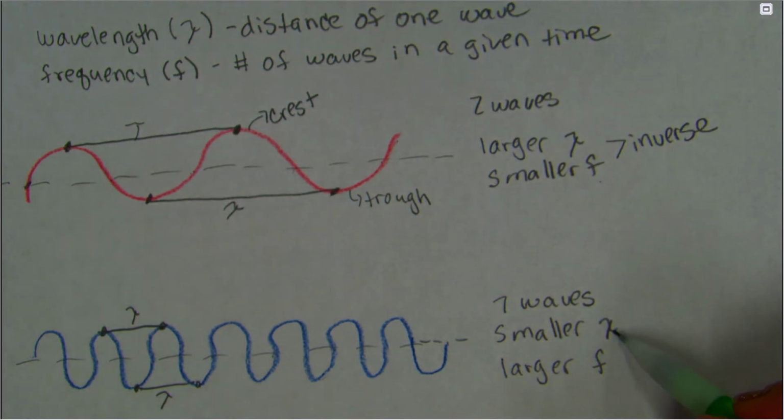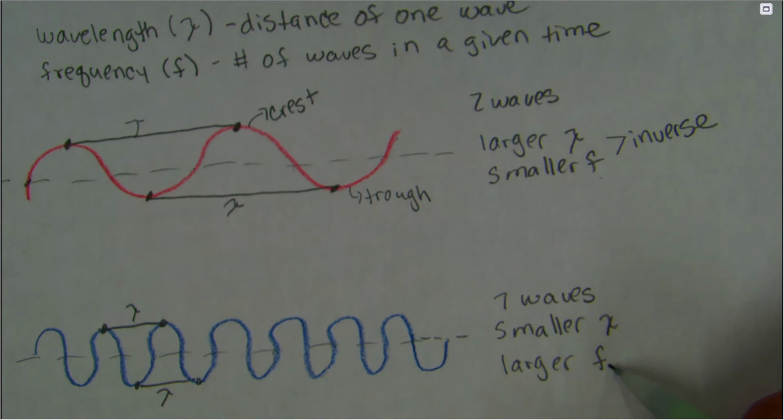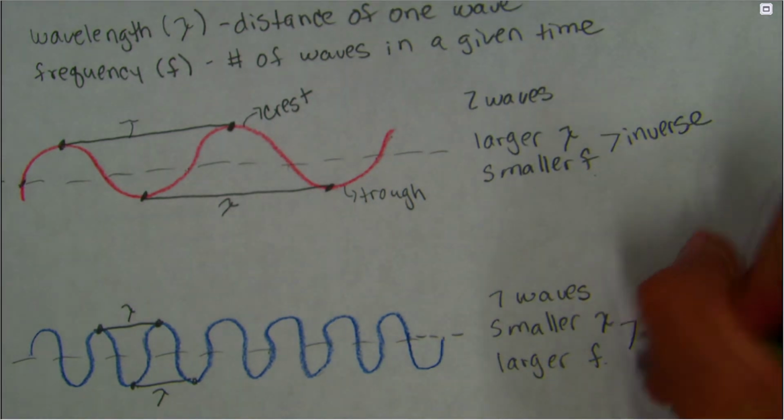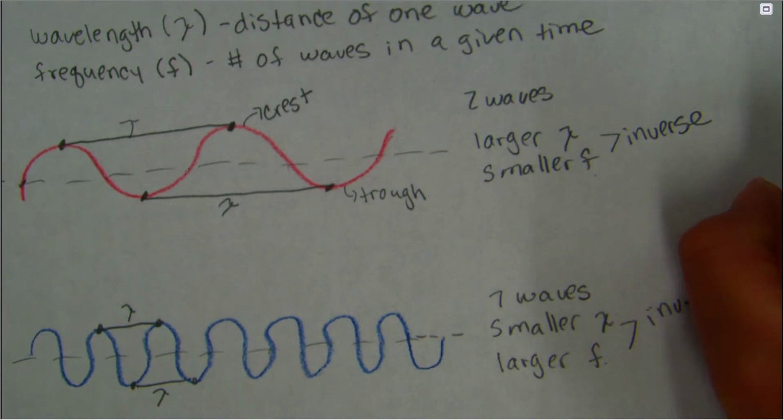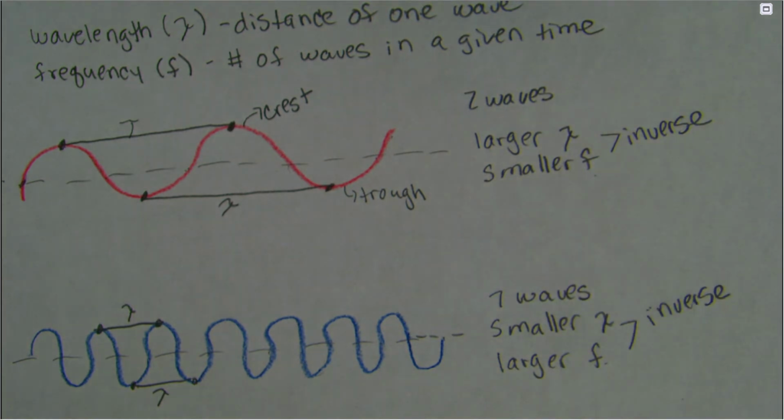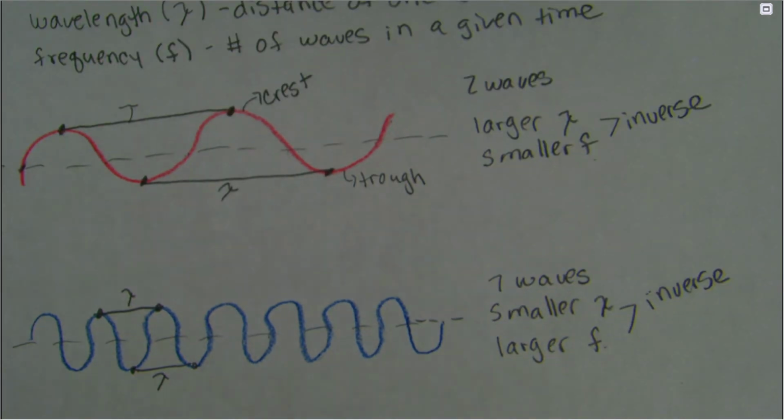A smaller wavelength has a larger frequency. So wavelength and frequency are related by an inverse relationship. Now let's look at the energy.